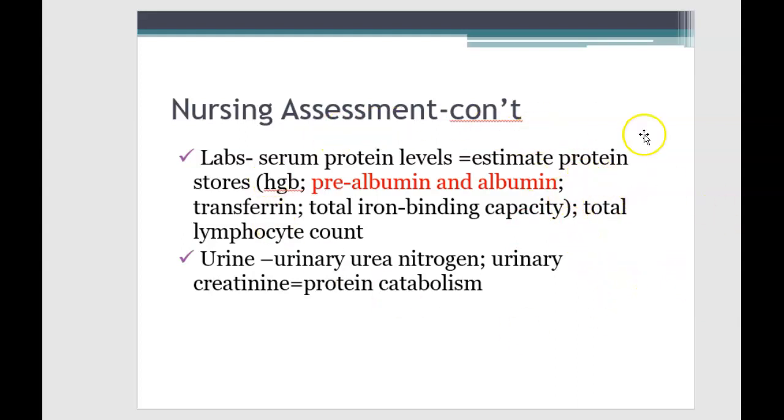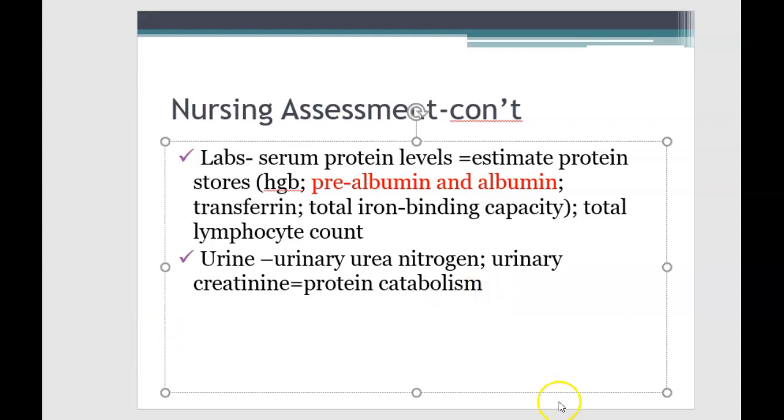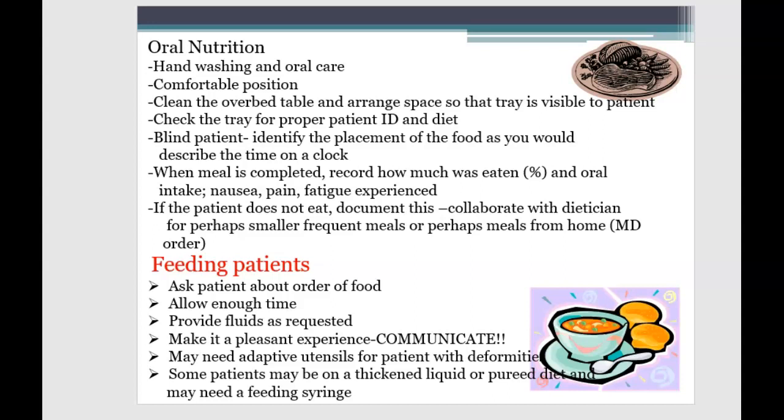And so for nutrition, we want to make sure we look at the prealbumin, albumin, and even your hemoglobin. Okay, we want to look at your transferrin, that's your iron, total body iron capacity. That lets us know if these patients are getting enough nutrients in their diet. Urinary urea nitrogen, urinary creatinine, protein catabolism, all of that is very important. Trust me, I just went through this recently, and you need to make sure you know your prealbumin. Look it up and know your levels too.